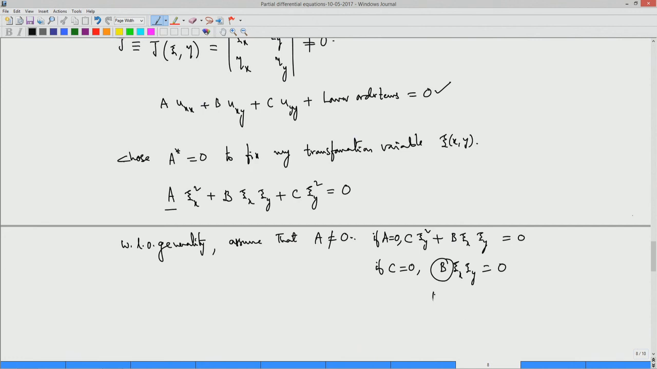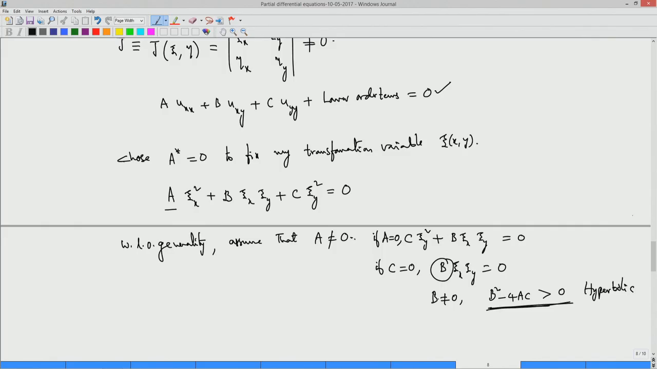So, b should be non-zero, and clearly b square minus 4ac in that case is always positive. It is hyperbolic, that is actually already in the normal form, wave type. We will see that.